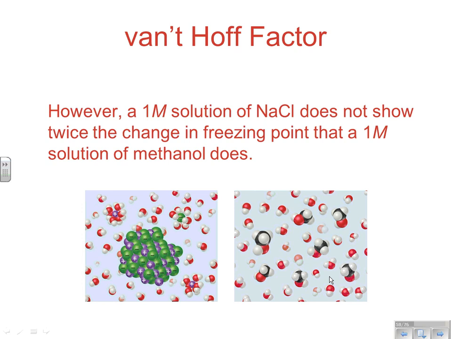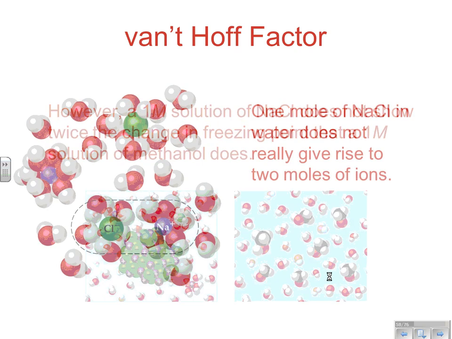The i value of NaCl of 2 gives us a good estimation, but the reality is it doesn't quite double the boiling point or the freezing point as we would expect it to when compared to a non-volatile substance like methanol. So there must be something more at work here.